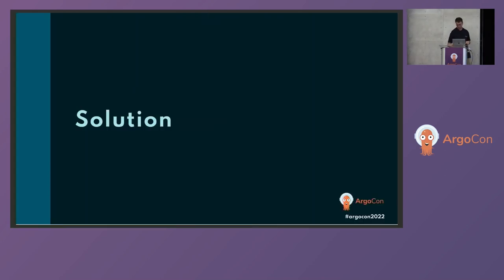All right, so now we're going to go through a quick example of doing that CI step where we're going to push a change to a workflow template in a PR, and then we're going to use Argo Events and Argo Workflows to test that out. And we're going to do it fast.